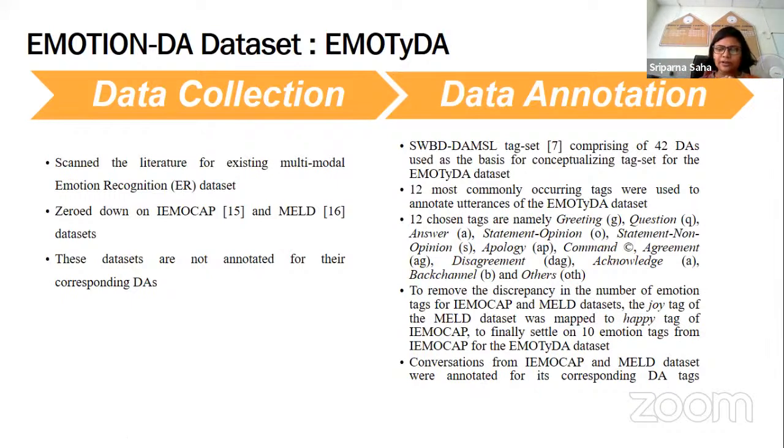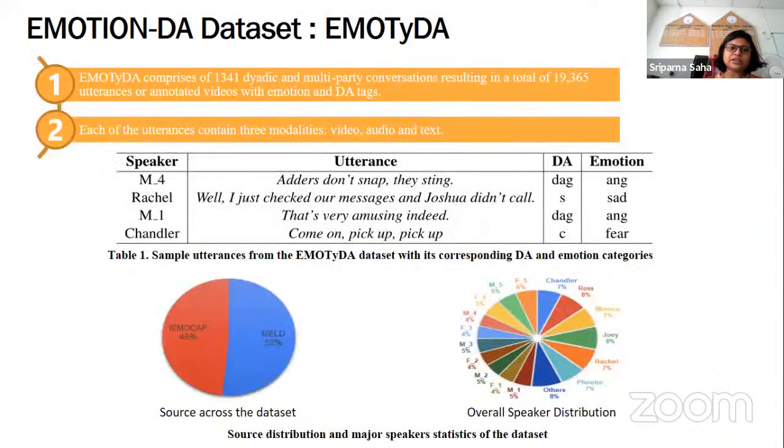To remove the discrepancy in the number of emotion tags for IEMOCAP and MELD: the sources are different, and there were some discrepancies in the emotion categories as well. But we want to combine these two datasets together, because we really want to generate a large dataset for multimodal dialogue act classification. The joy tag of the MELD dataset was mapped to the happy tag of IEMOCAP, to finally settle on all 10 emotion tags from IEMOCAP for the EmoTDA dataset. So this is our final dataset.